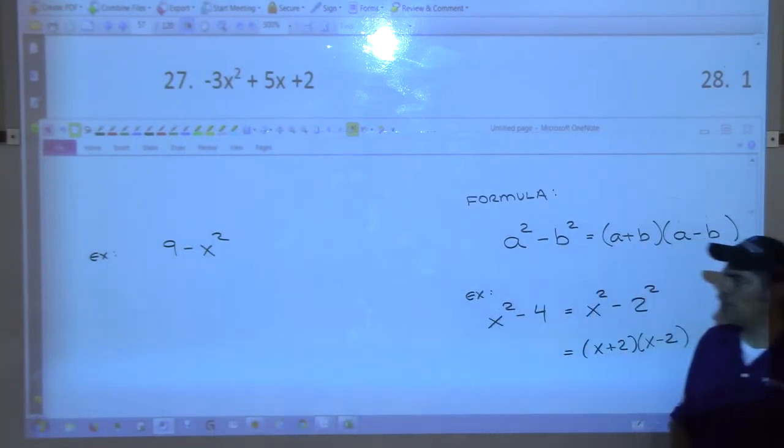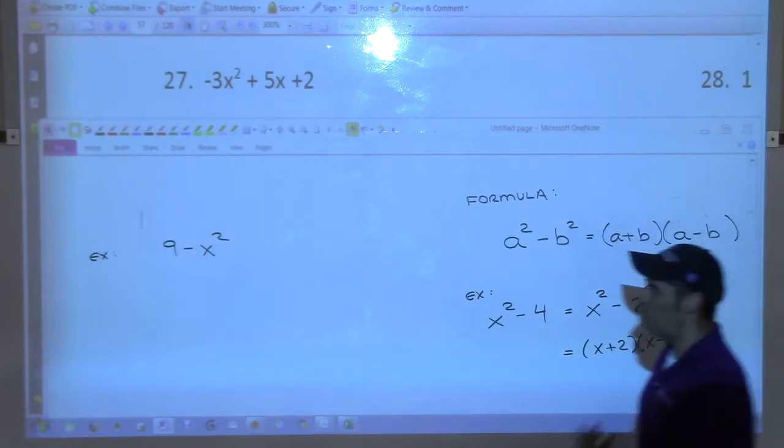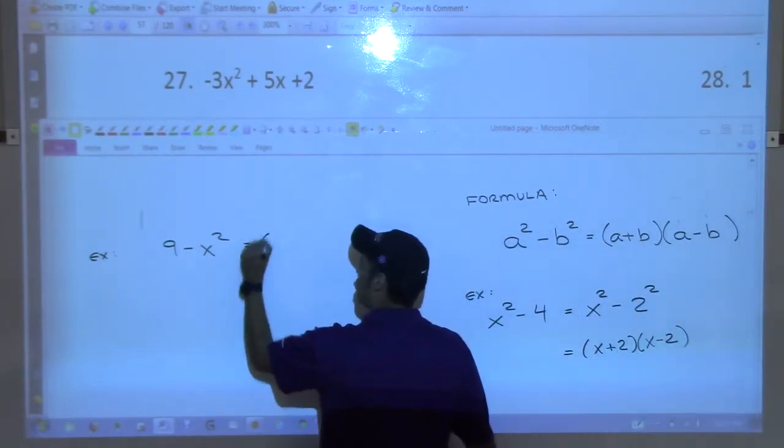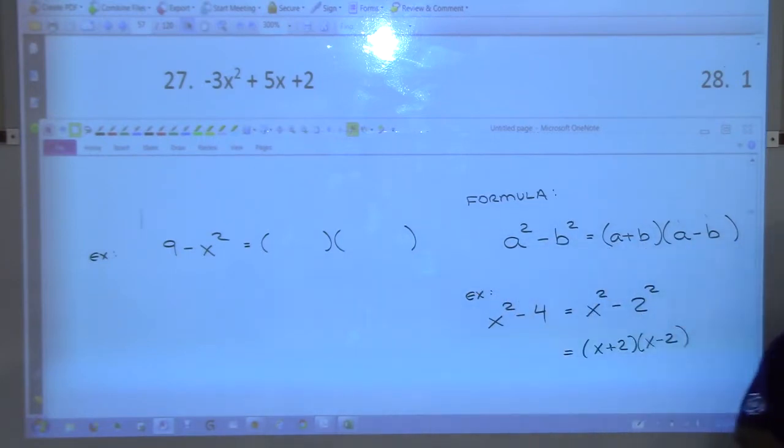We want to be able to do this without doing a whole lot of work. It should just be a quick answer. So this should turn out to be something times something because it is a difference of squares.